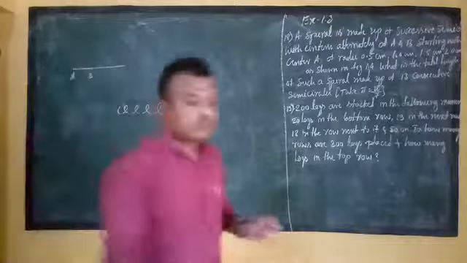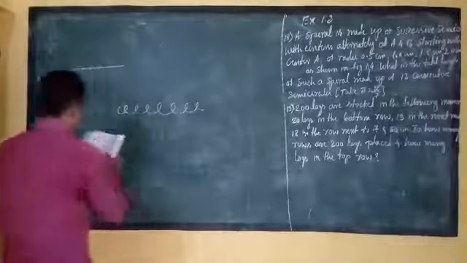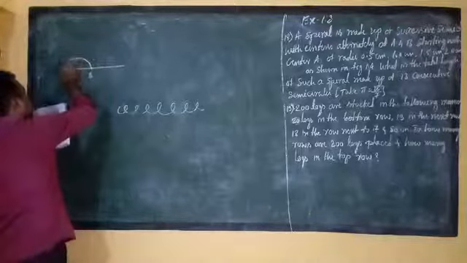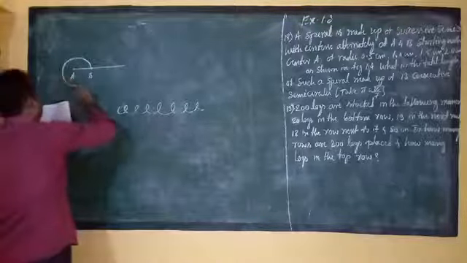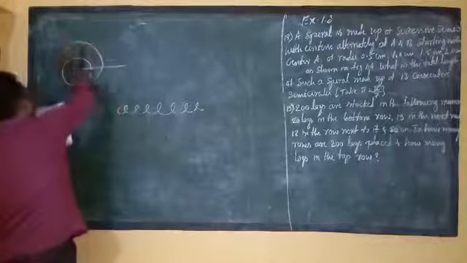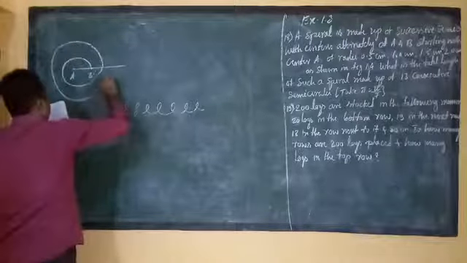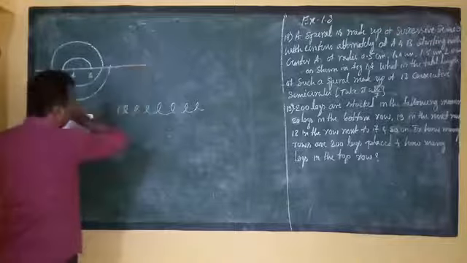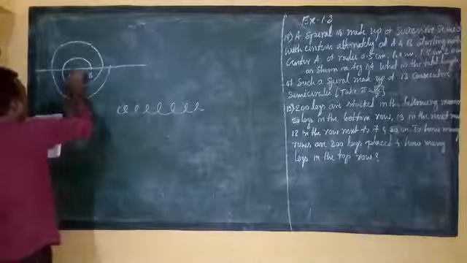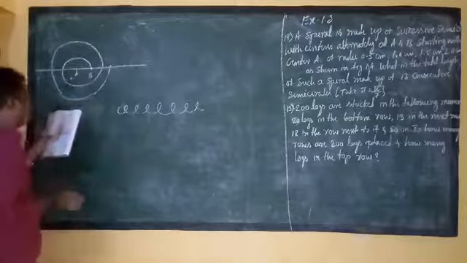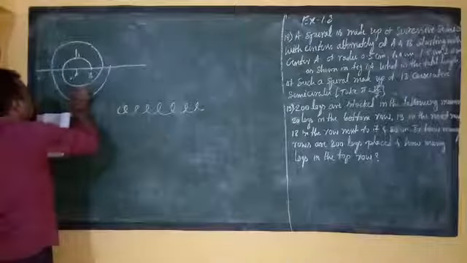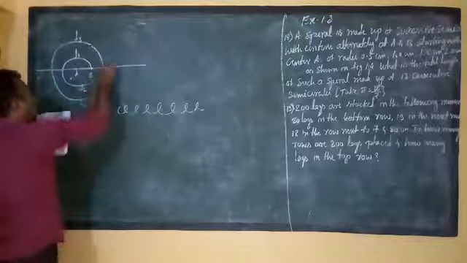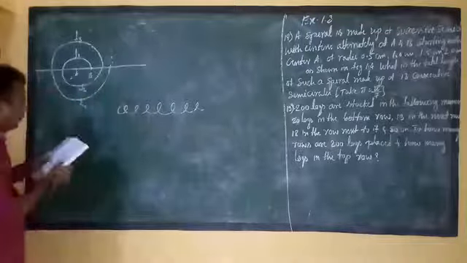So the figure, see here, first, this is A and this is B. So this is L1, this is L2 and this is L3 and this is L4 and so on. Okay, see here, what is the question?